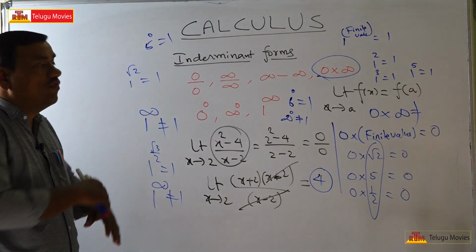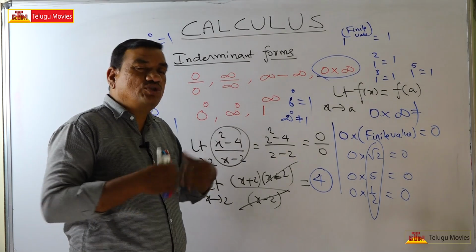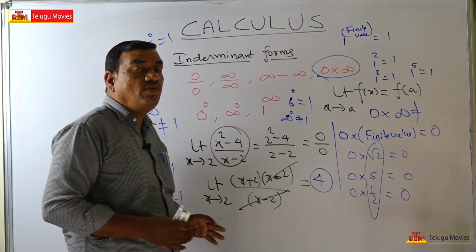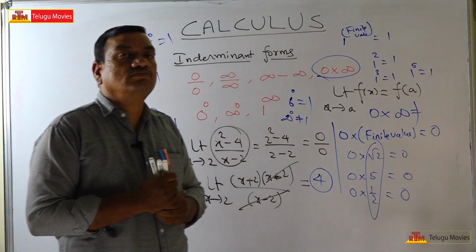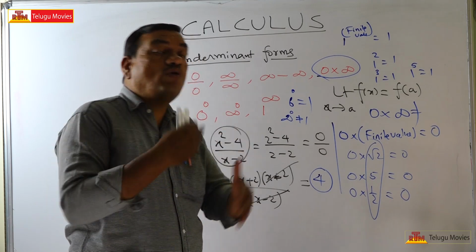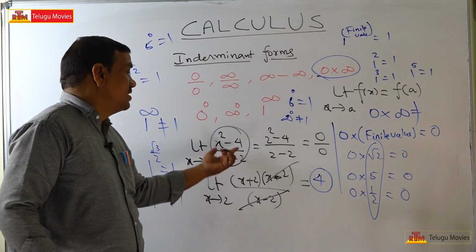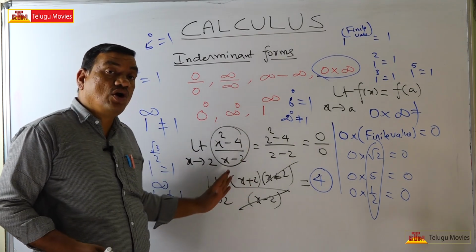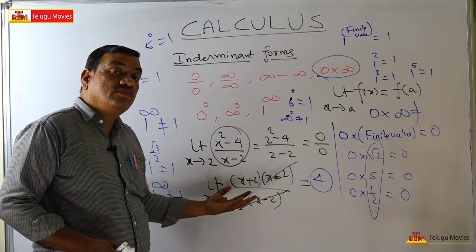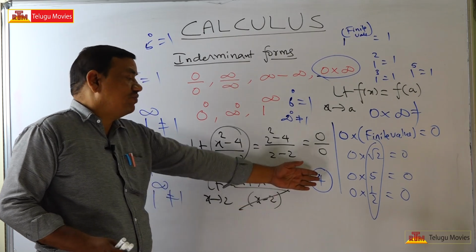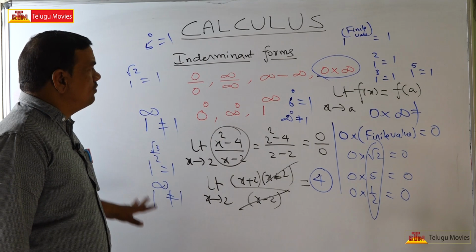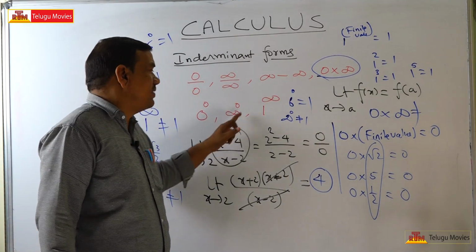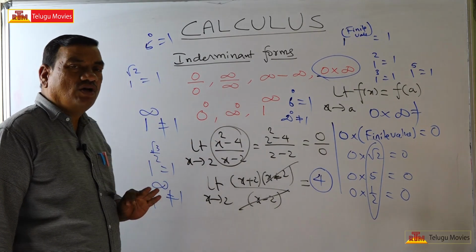So whenever, after substituting the limit x tends to a, if you get any of these forms, that is not your answer. That means you have to do some calculations, some addition and subtraction, multiplying the numerator and denominator, and some simplifications, and reduce the function for a defined value of x tends to a, then you will get a finite value. I hope you understand all these indeterminate forms. Remember that these are the only indeterminate forms.